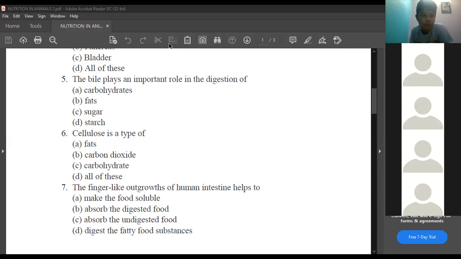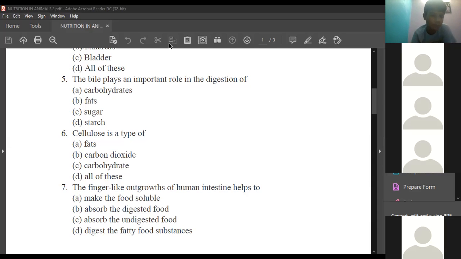What is that finger-like structure named, Satvika? Willy. Billy, very good.